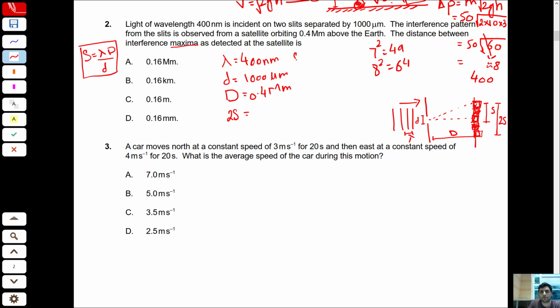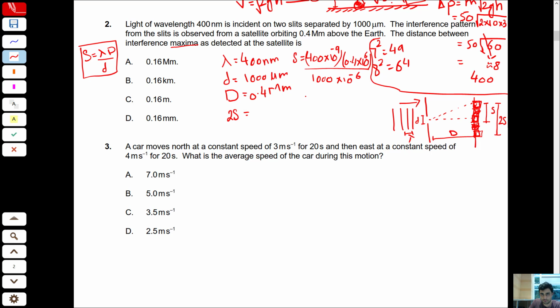Okay, so we have S equals lambda. So lambda is 400 nano. Nano is 10 to the power negative 9. And then we have capital D. So capital D is 0.4 times mega. Mega is to the power of 6. Divided by small d. So small d is 1000 micro. Micro is 10 to the power negative 6.